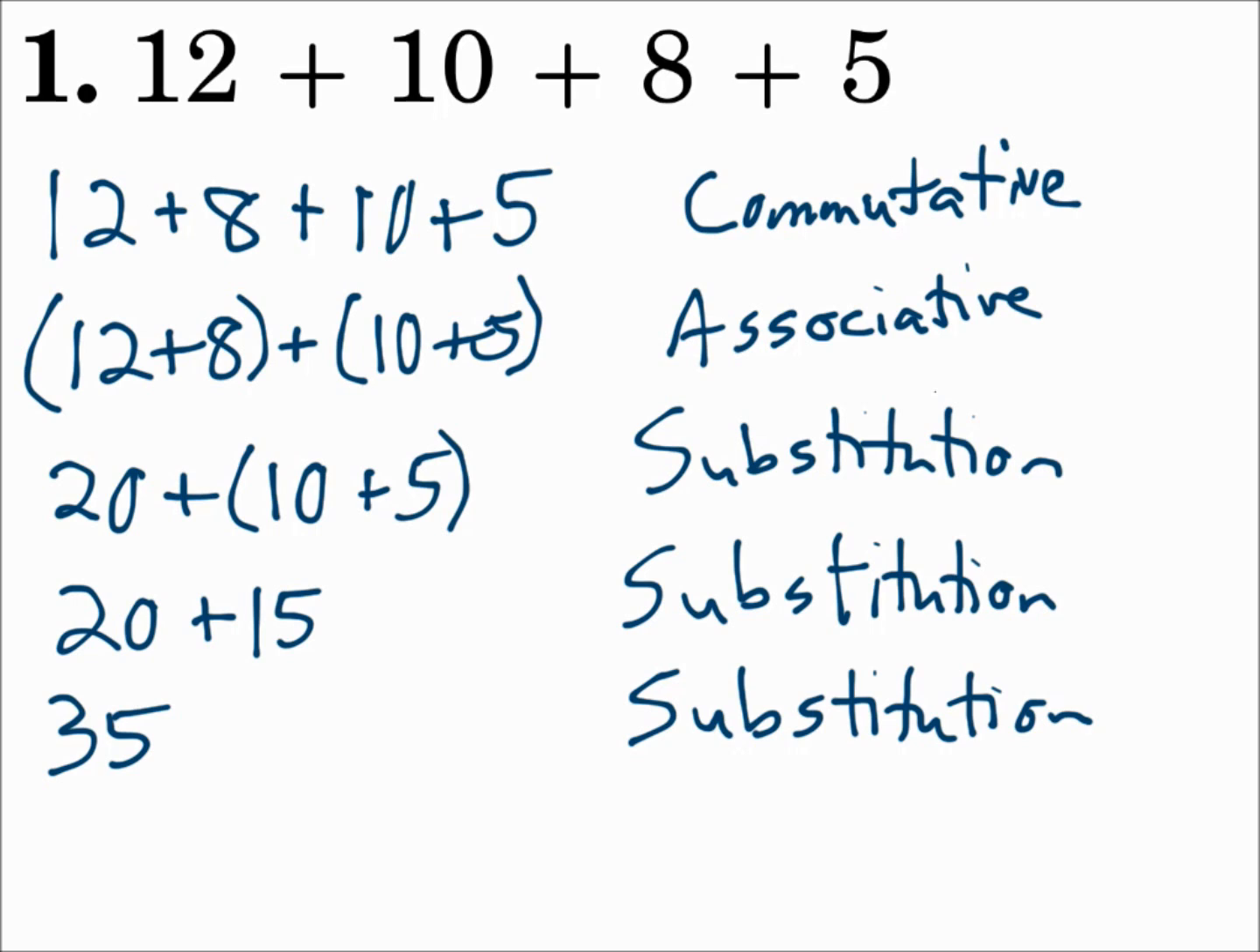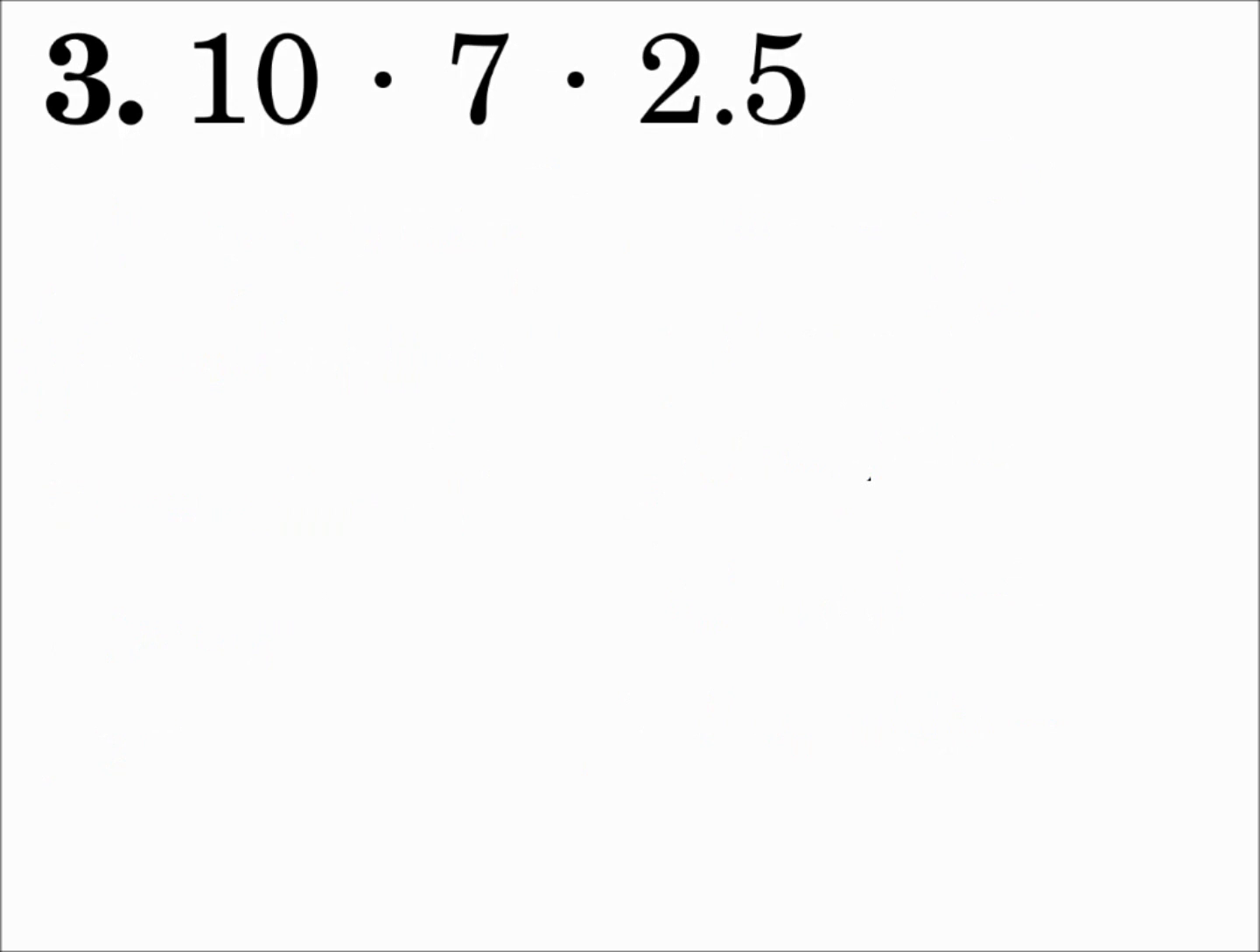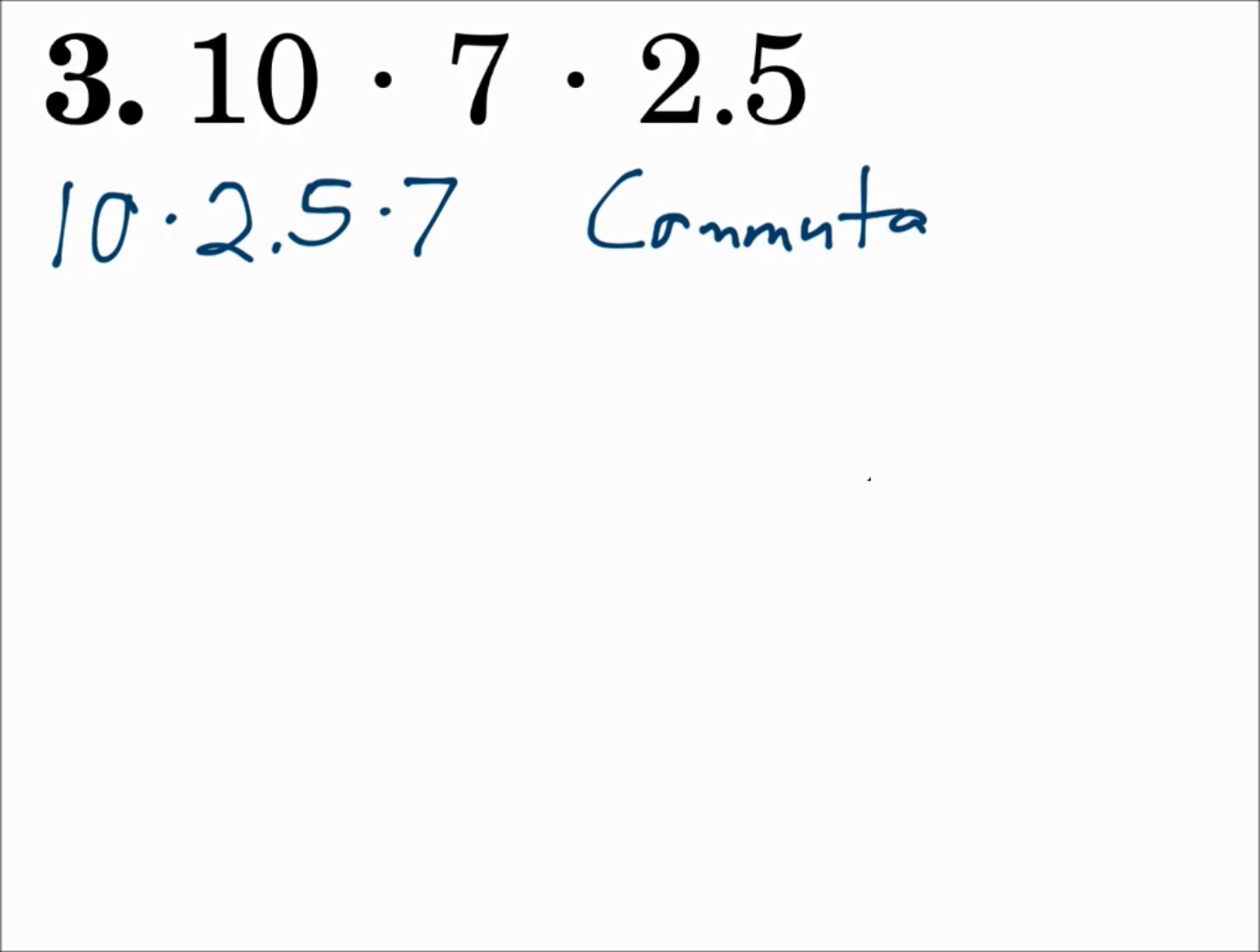20 plus 15 is a very easy operation to do because we got easier numbers to work with by reordering things. For number 3, 10 times 7 times 2.5. I have a decimal there, but a decimal multiplied by 10 will get rid of the decimal. So let's put the 10 and the 2.5 together, and that's the commutative property.